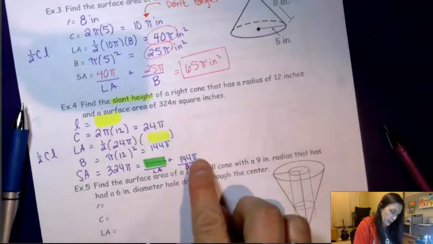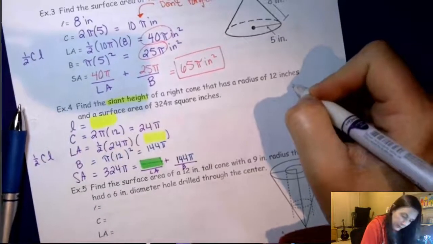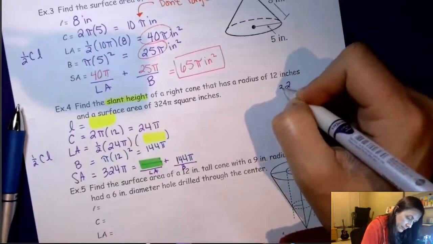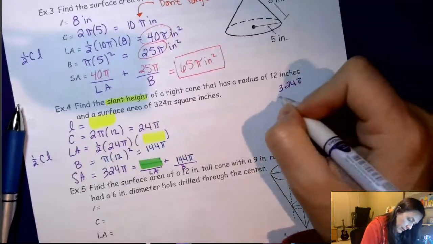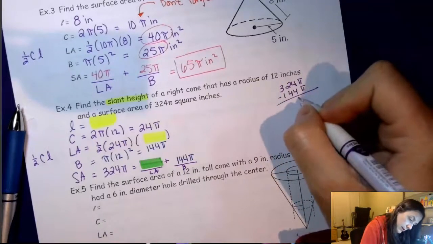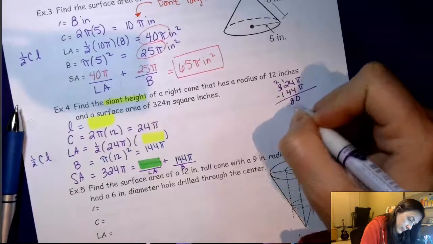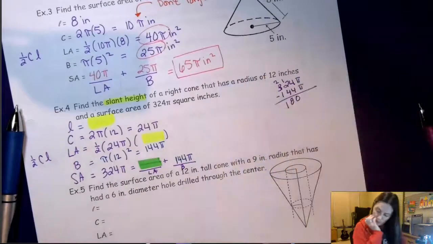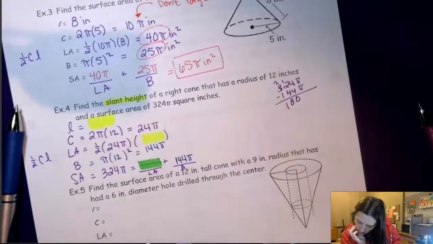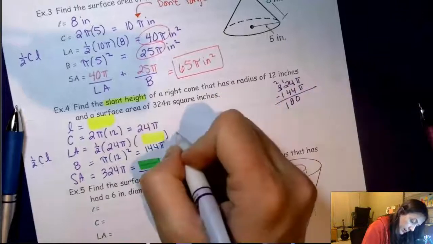So if I'm going to subtract 144, 324 pi minus 144 pi, I get 180. So I know that my lateral area here is 180 pi.